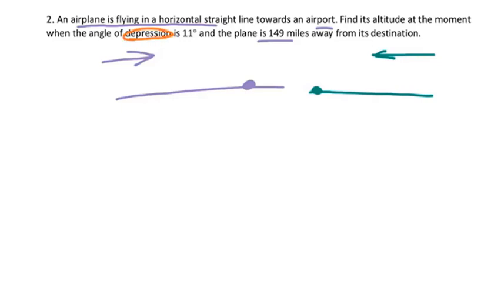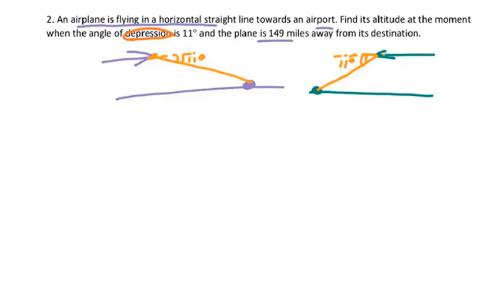How do you draw the depression angle? You have to draw a horizontal line first. Then you connect this airplane and the destination. This will be 11 degrees. That's the depression angle. So this way, this will be 11 degrees. You have a depression angle.